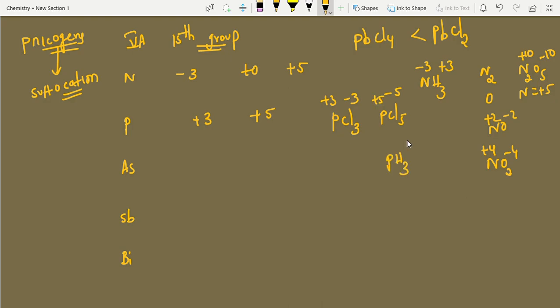NH3 is nothing but plus 3, minus 3. Even phosphorus can show minus 3 to plus 5, but commonly we are seeing plus 3 and plus 5. Arsenic is also plus 3, plus 5. Right, students? Here again, inert pair effect. Okay, students? Now next one.